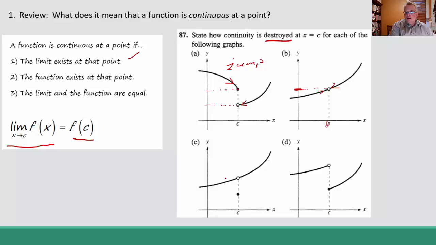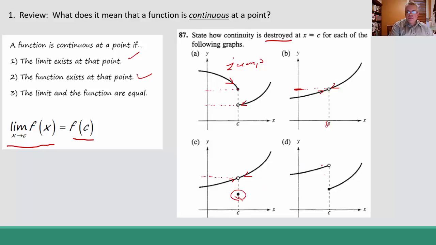All right, the third one. It looks like almost the same thing. We're approaching from the left and from the right. It approaches this value of y, so the limit exists. The function exists also. So part 1 and part 2 are good for this problem. But part 3 bombs because the limit and the function aren't equal to each other. The function's down here, so what the function is approaching as x approaches c is not equal to what the function actually is. So we're good for 1 and 2, but the third condition bombed.